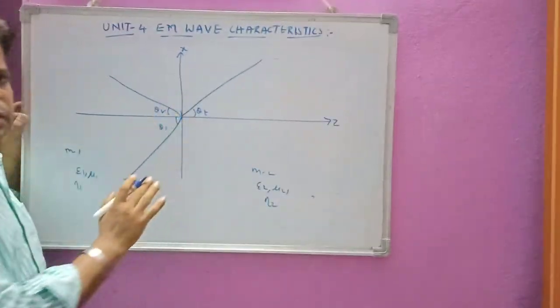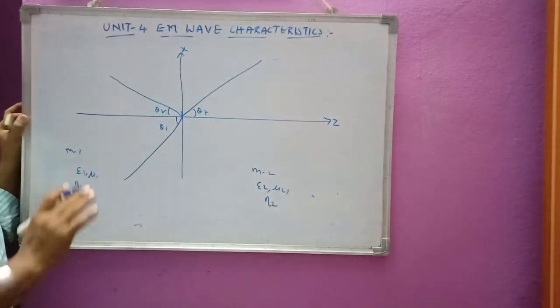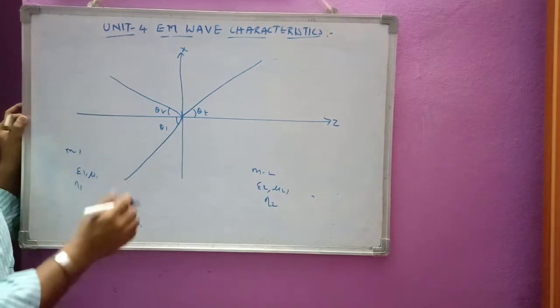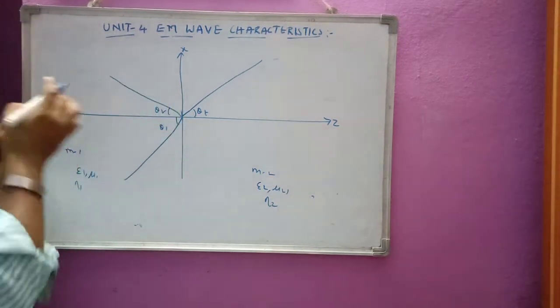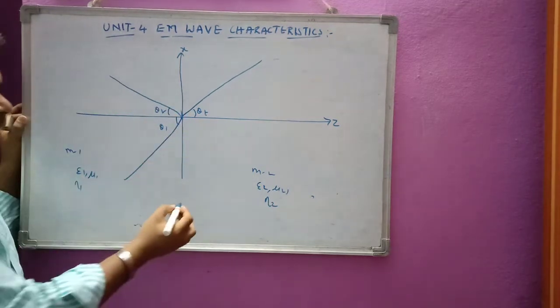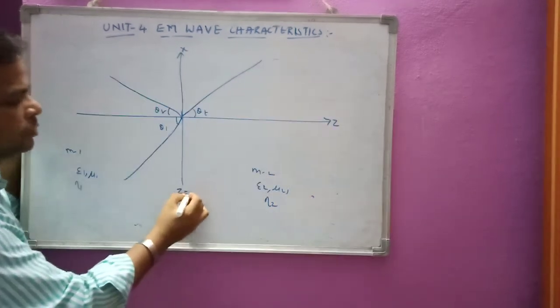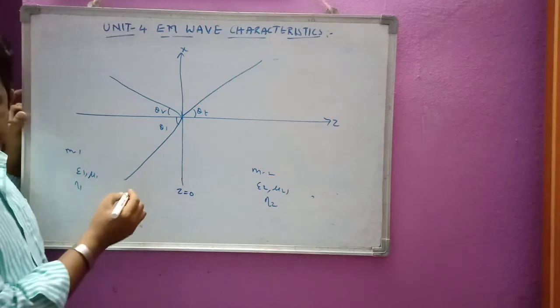So here, all these derivations or the analysis we are going to take in the xz plane, and y is perpendicular to this one. Okay, y is perpendicular to the board here. Okay, so like this. Next, this is at z is equal to 0. Okay, so that is at z is equal to 0. We are having the interface.